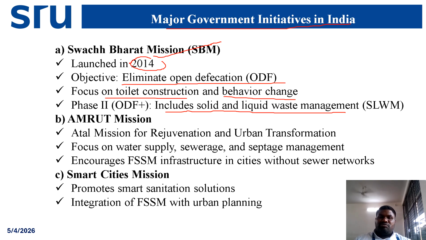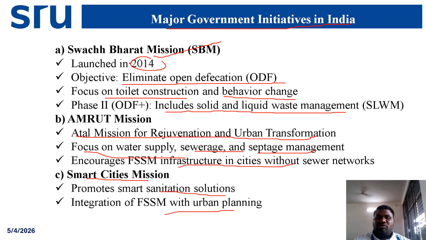Next is the AMRUT mission, the Atal Mission for Rejuvenation and Urban Transformation. It focuses on water supply, sewerage and septage management. It encourages FSSM infrastructure in cities without sewer networks. What is next? The Smart Cities Mission here promotes smart sanitation solutions, integration of FSSM with urban planning.